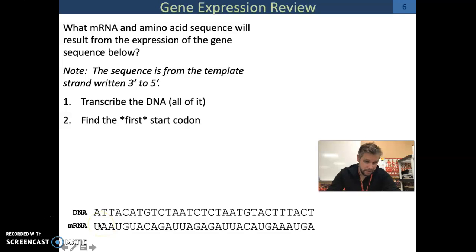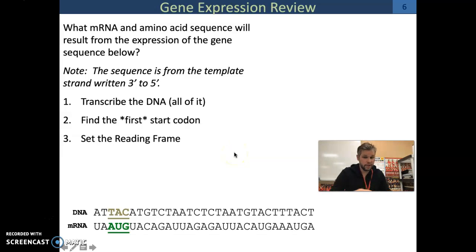And pretend you're a ribosome and you're going to start reading this mRNA. I want to find my start codon. Okay, well there's TAC in the DNA, which means AUG is right here in my mRNA. So that's where we're actually going to start. We're not actually going to read these bases.